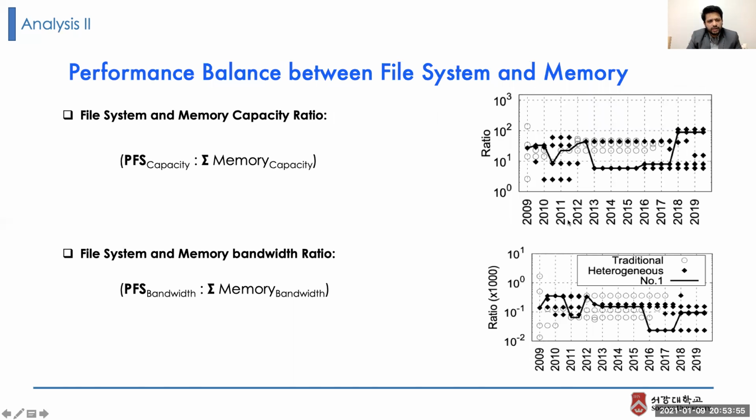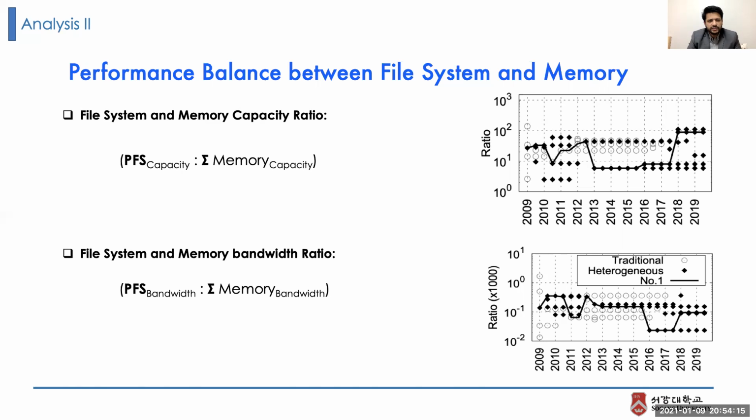Most supercomputers are equipped with a network parallel file system to support capacity requirements of the running application. The memory is inevitably used as a buffer space for manipulating datasets in the parallel file systems deployed in these supercomputers. Therefore, we analyze the performance balance between the PFS and the memory subsystems.